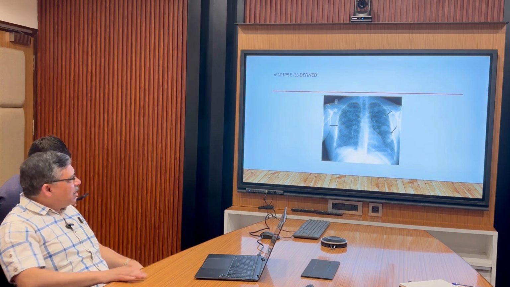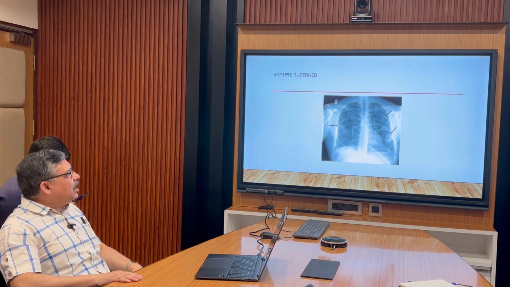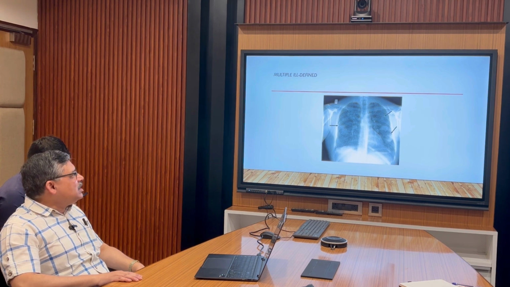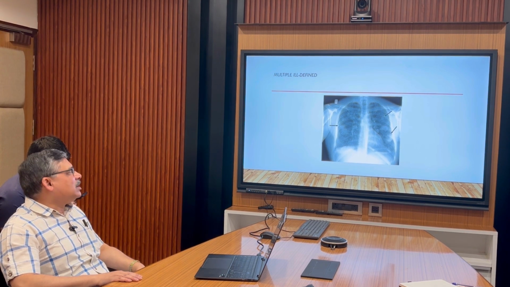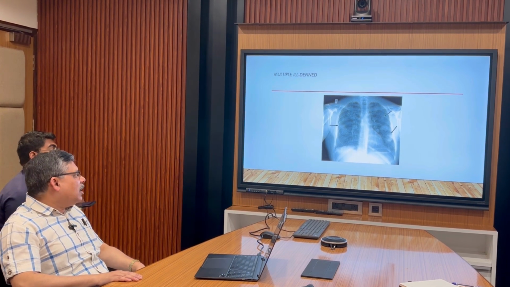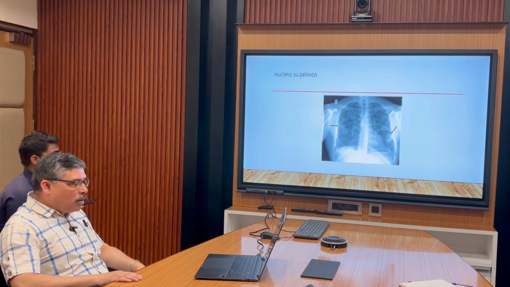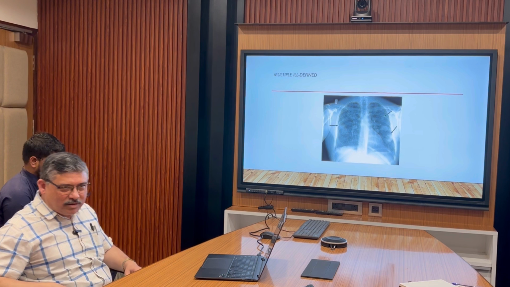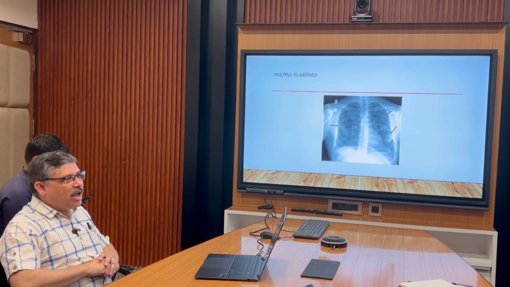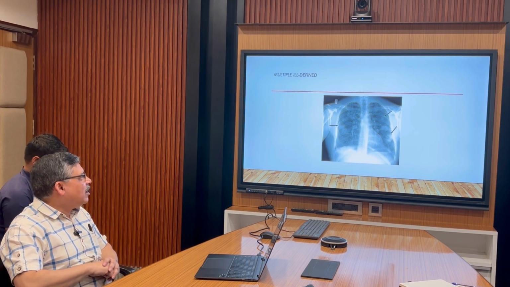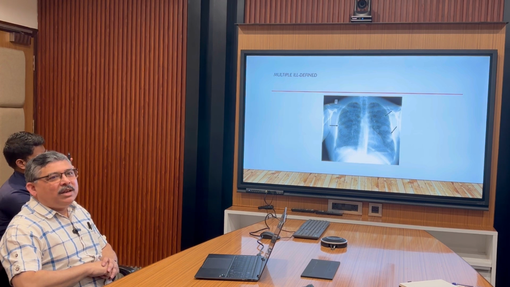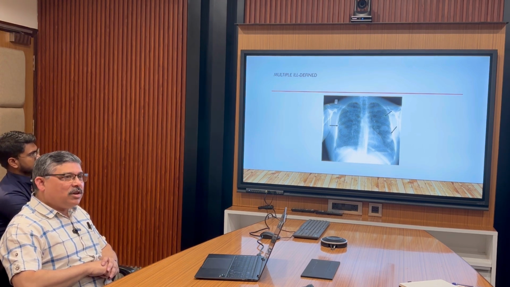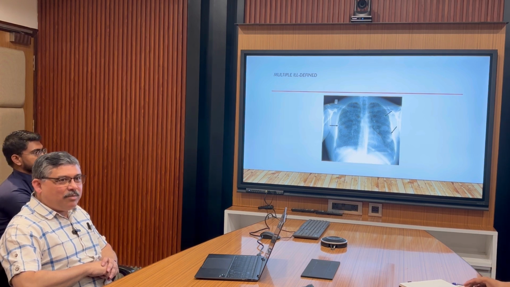What are these? The edges you see are not very well defined. It's like an absolutely out of focus thing. So these are multiple ill-defined lesions. No, cannonballs are well-defined lesions. I'll show you what a cannonball looks like. These can be multiple ill-defined lesions, can be Wegener's or septic emboli.